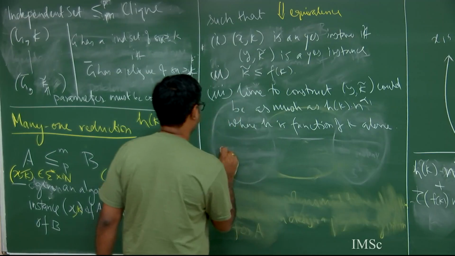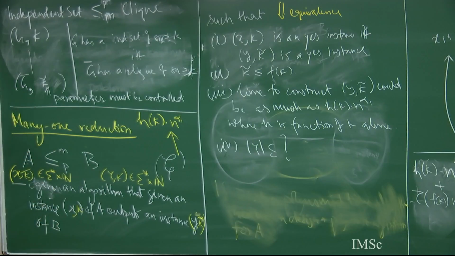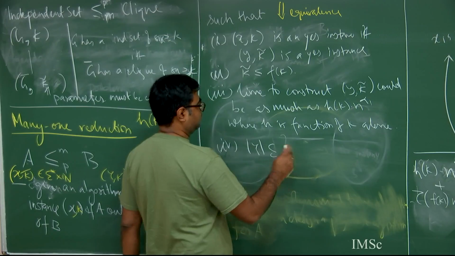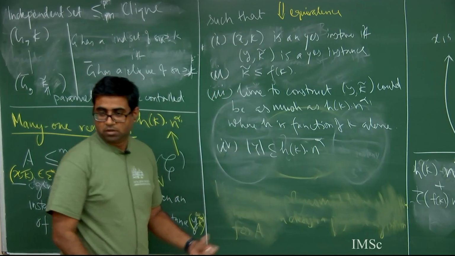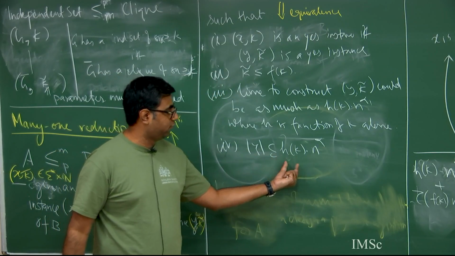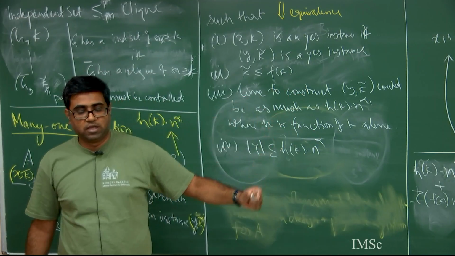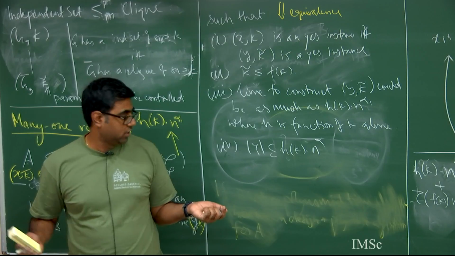What else can you say? How much is y bounded by? K is bounded purely by this, but how much can you bound y? Will something go wrong if y is h of k times n to the power alpha, like y is very large compared to the parameter, like huge? The size of my instance is also some FPT in the input parameter k. Then what happens? Nothing would happen here.